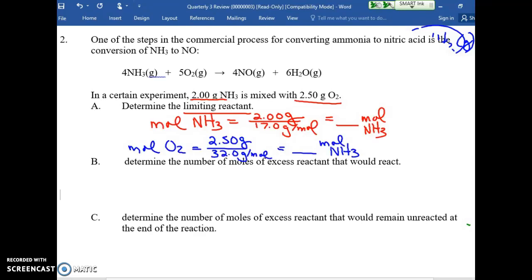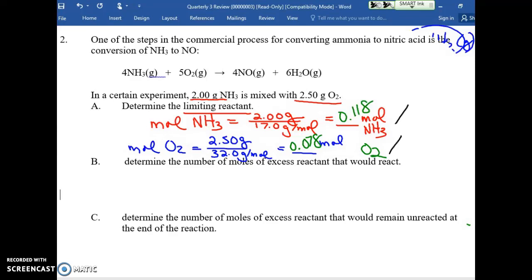When I do the work, I find out that I have used 0.118, or I shouldn't say used. I have initially 0.118 moles of NH3, and oops, this should be O2. How many moles of O2, Mr. Zagelki? Well, I've calculated 0.078 moles of O2. Now, of course, that's not enough, maybe it is, probably not, to determine what the limiting reagent is.